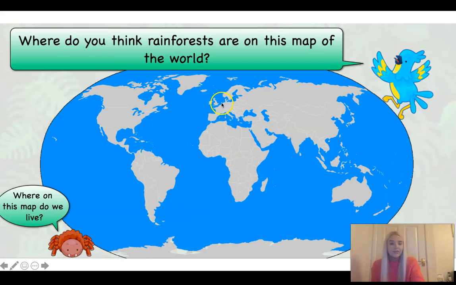We live in Europe. Now, we live just here. This is where the UK is. And we live around here somewhere. Now that looks really, really small. However, it only looks small because the world is so big.